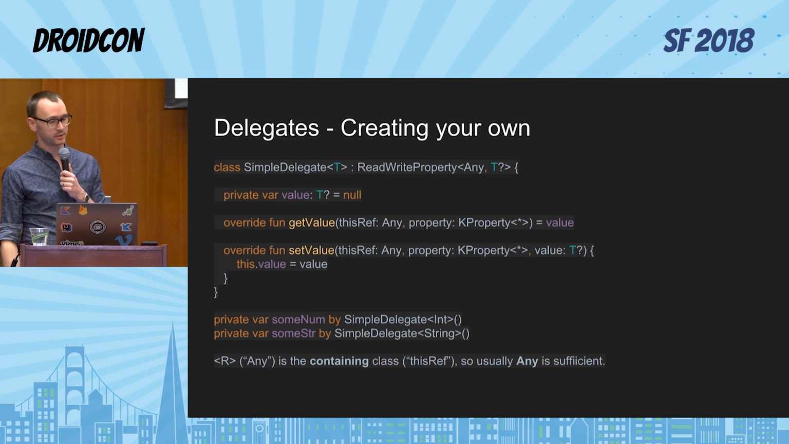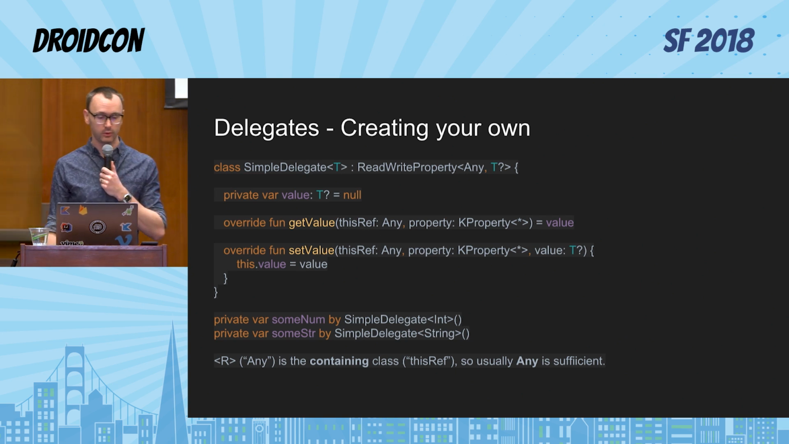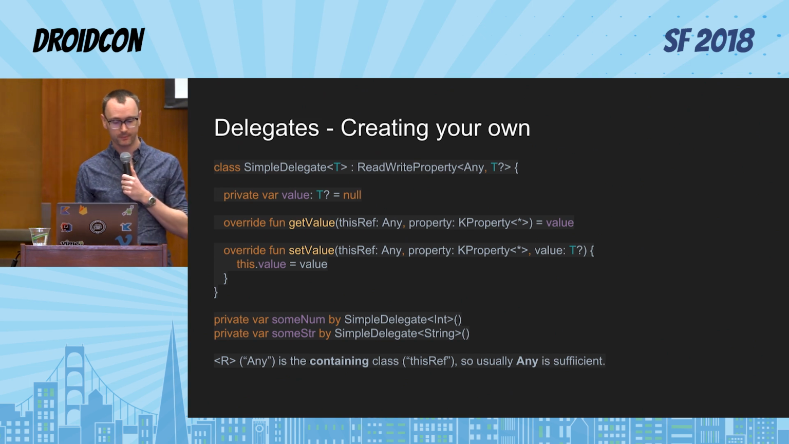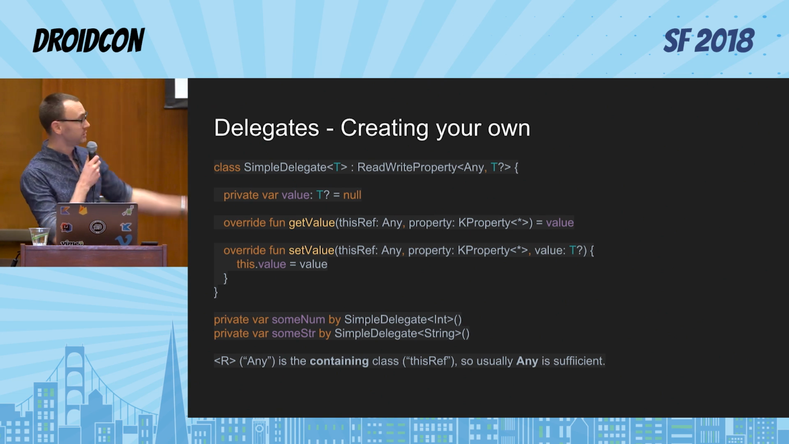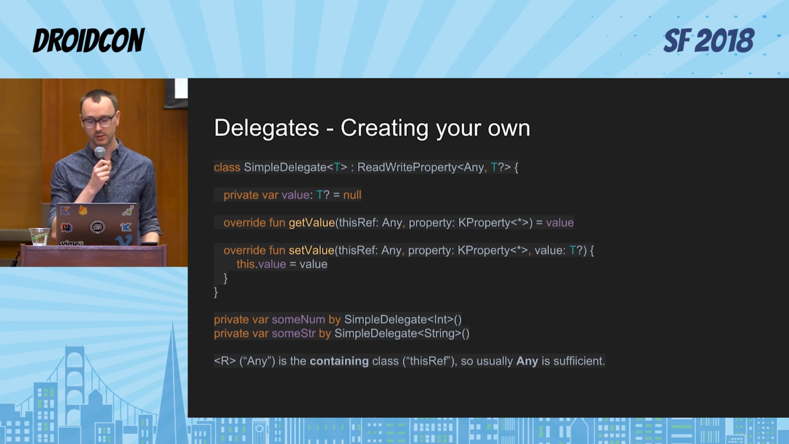So let's look at the first one. If you want to make a delegate for a var that you can read and write, this is how you would do it by implementing this read-write property interface. So this is what get value and set value methods look like. There's a very simple delegate that actually doesn't do anything but hold a value. It has a private variable value within the class, a get that just returns that value and a set that sets that value. And then this is how it would be used. So that's a very simple way to make your own delegates.